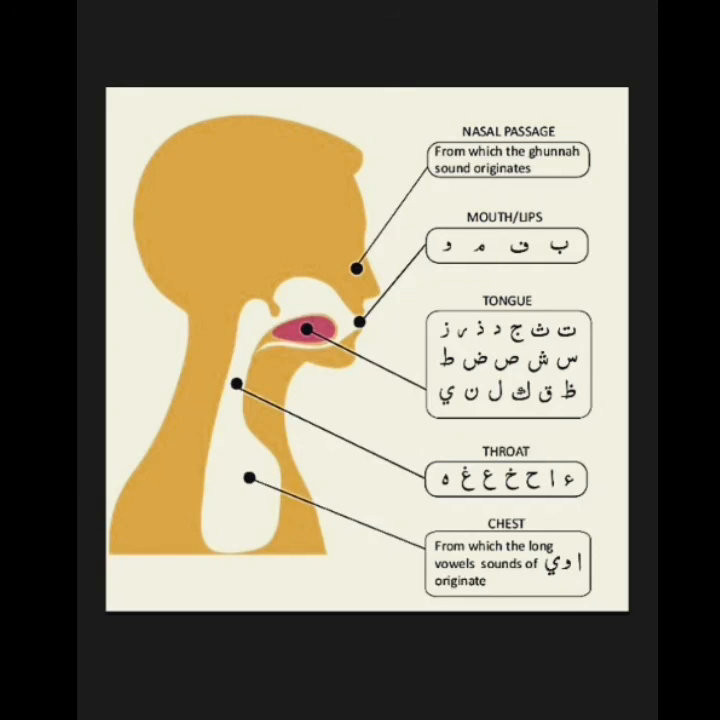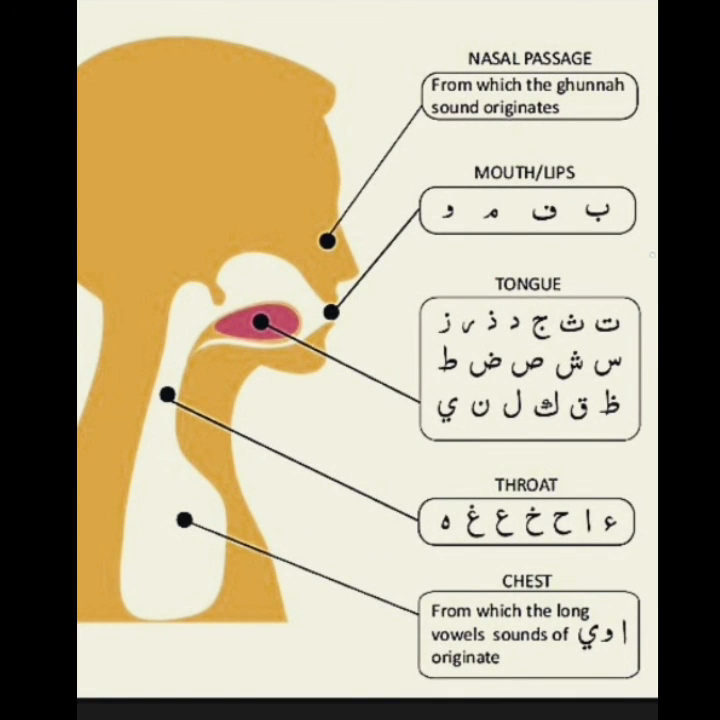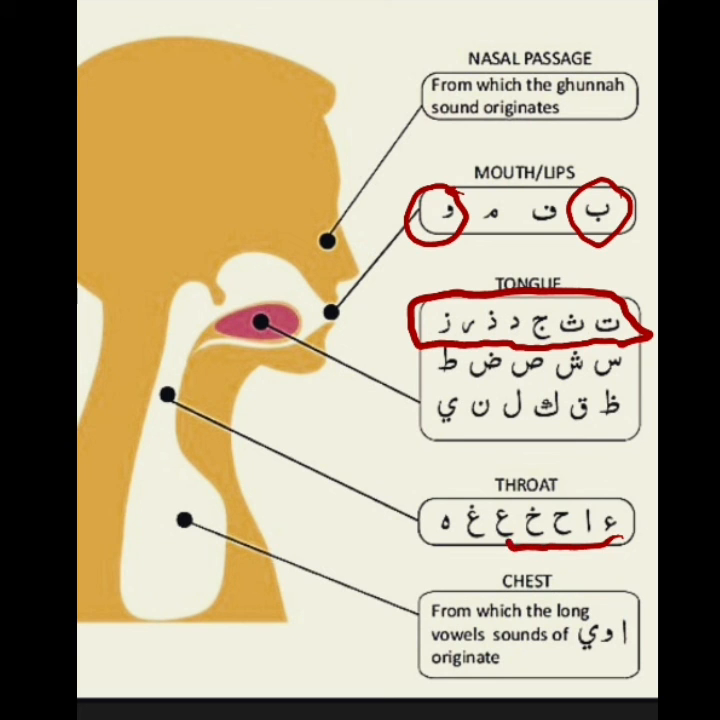And finally, let's look at the makhraj of the letters that we have learned in both lessons 1 and 2. Starting from the lips, we have ba and wow. Then we have the letters of the tongue. Ta, tha, jim, dal, zal, ra, za. Next, we look at letters of the throat. We have hamza, alif, ha, and kho. Make sure you practice them well, and we will discuss them further in the coming lessons as we learn more letters.